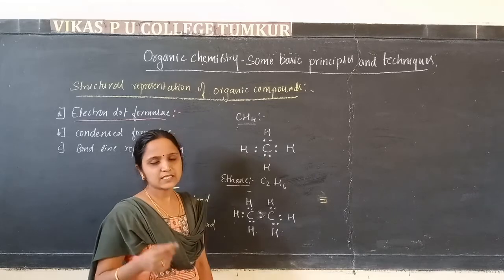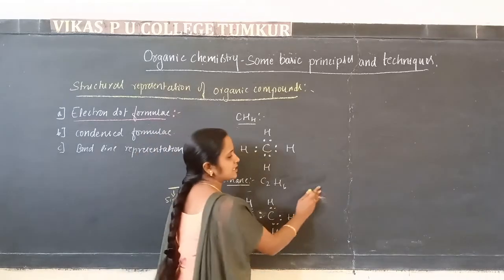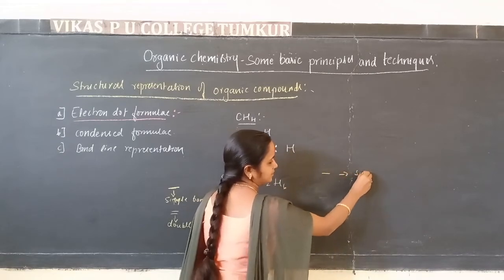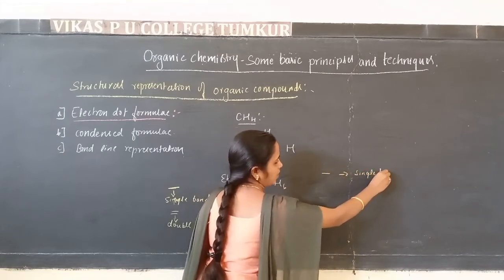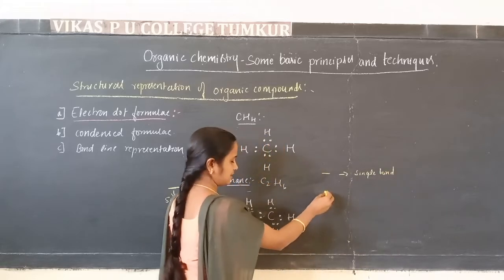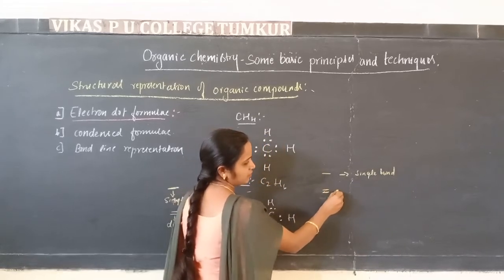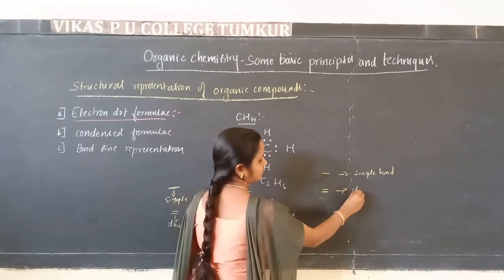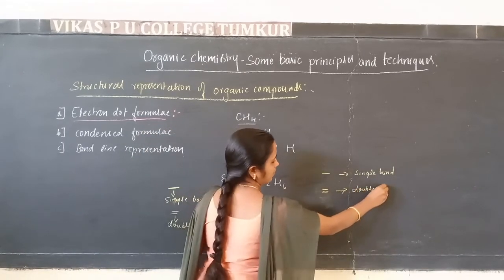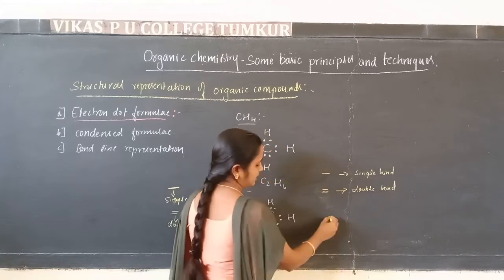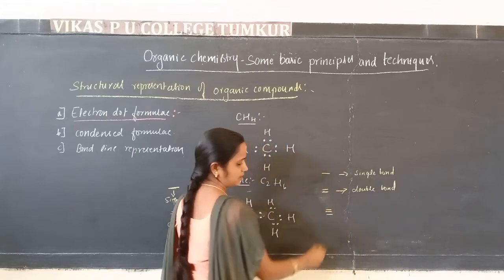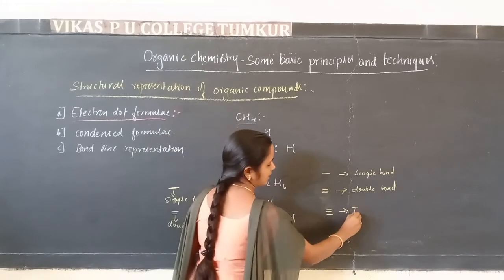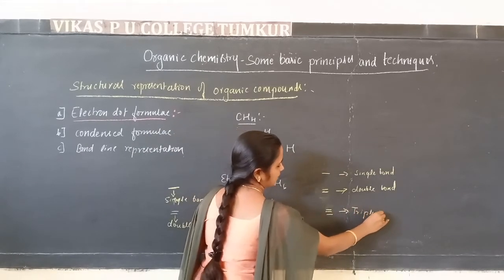A single dash represents a single bond. A double dash represents a double bond. Three dashes represent a triple bond.